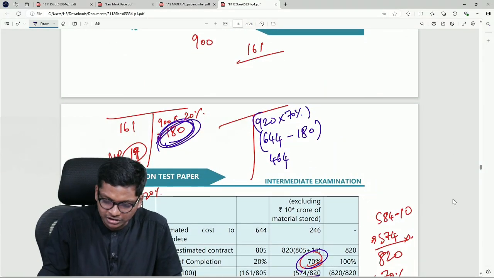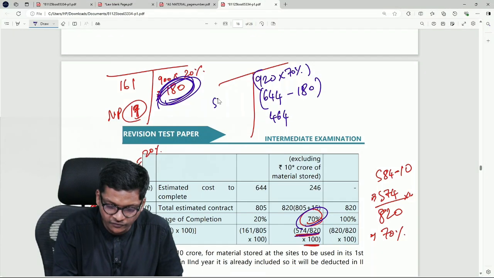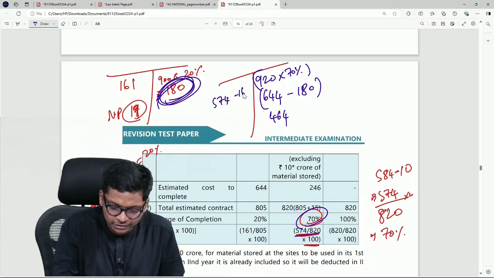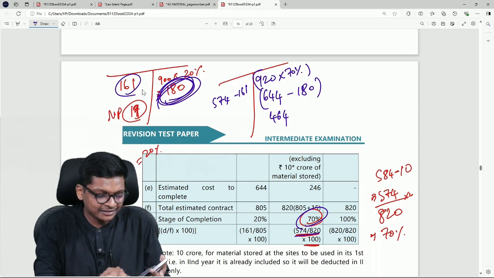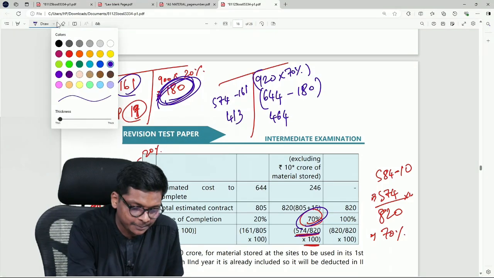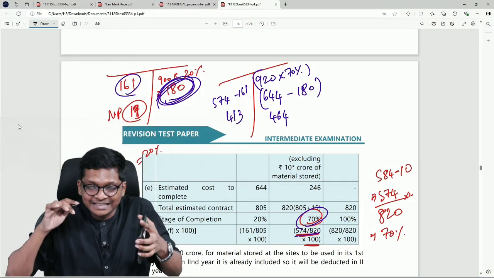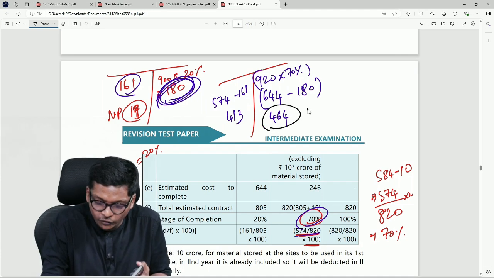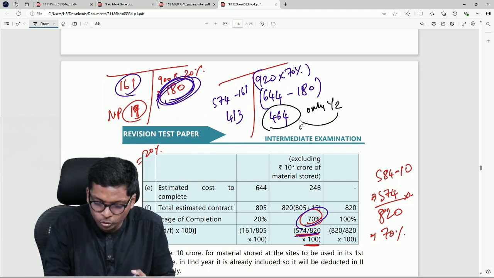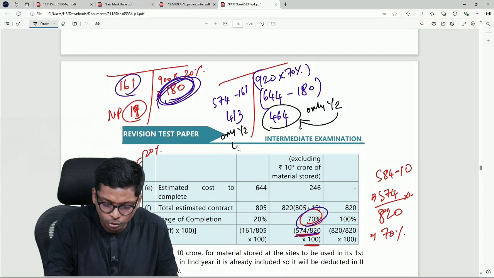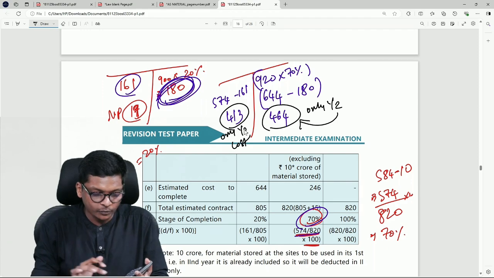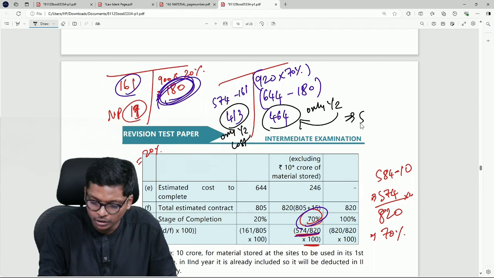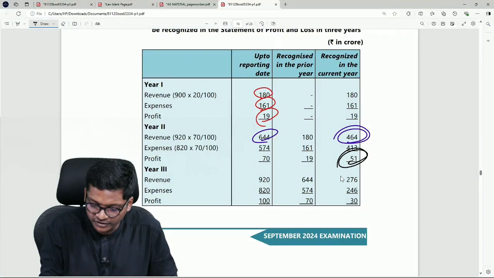And then my overall cost is how much? 574. But in that you already recognized 161 in the previous year. So what is the new cost of this year? 574 minus 161, which is 413. That means, to summarize this, second year only, only year 2 revenue is 465, only year 2 cost is 413. So 464 minus 413 gives you a profit of 51. That's what you will find here, 51.